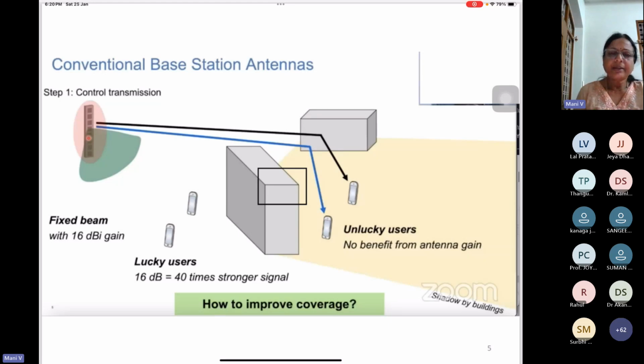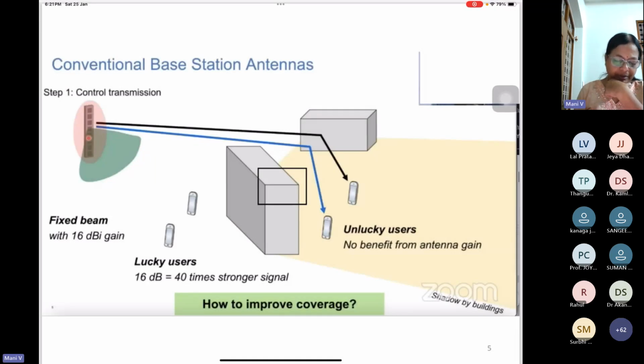So if you look at this diagram, if there are big buildings and tall vegetation, they stop your signal from going inside to the unlucky users who are behind these buildings, right? So in that case, how to improve the coverage is the next question. With the fading, how can we give good access to these unlucky users?